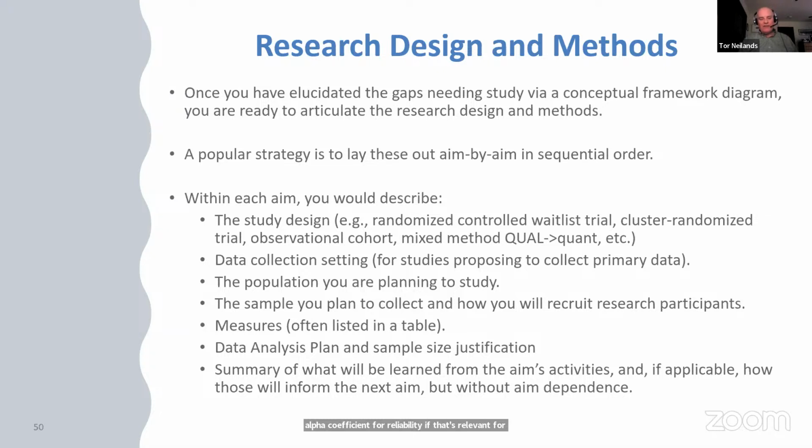And then applicants will generally present some kind of data analysis plan and sample size justification, and we'll say more about that in a minute or two. And then a summary of what will be learned from the aims activities, and if applicable, how those will inform the next aim. But as Julene and Sheri were cautioning us earlier, you want to be sure to do that without conveying that one aim will be dependent on the results that you get from a previous aim, because if you don't get those results, then that could threaten your ability to carry out that subsequent aim. Next slide, please.